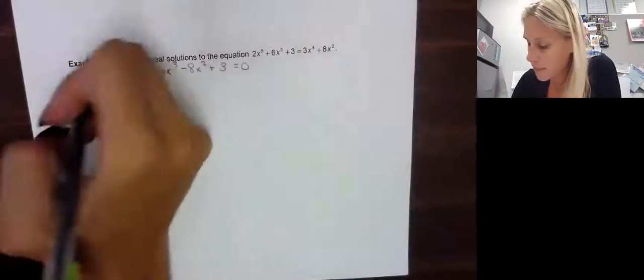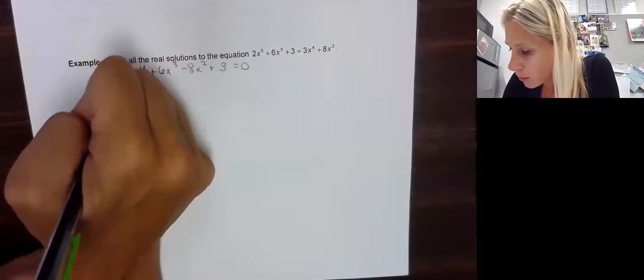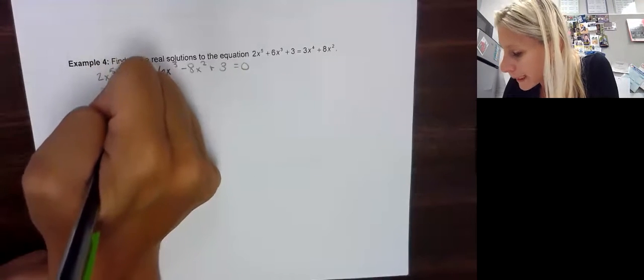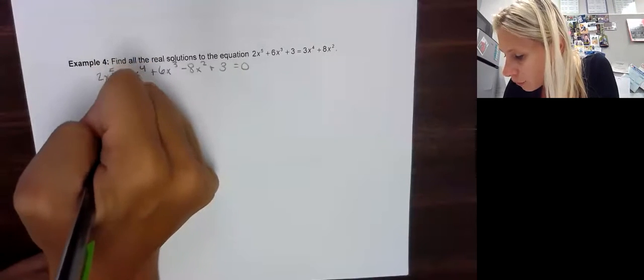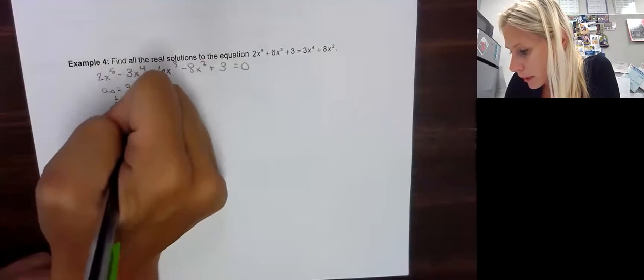So let's talk about our possibilities. So a subset 0 is 3. Of course, the only factors of 3 is plus minus 1, plus minus 3.